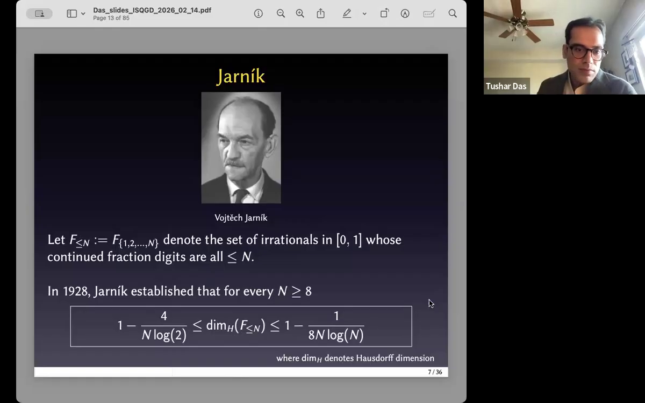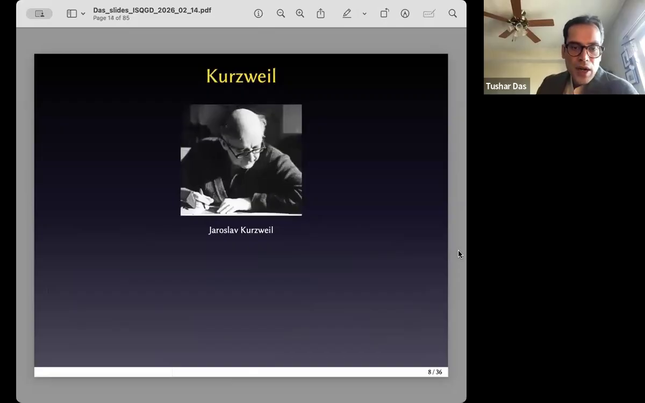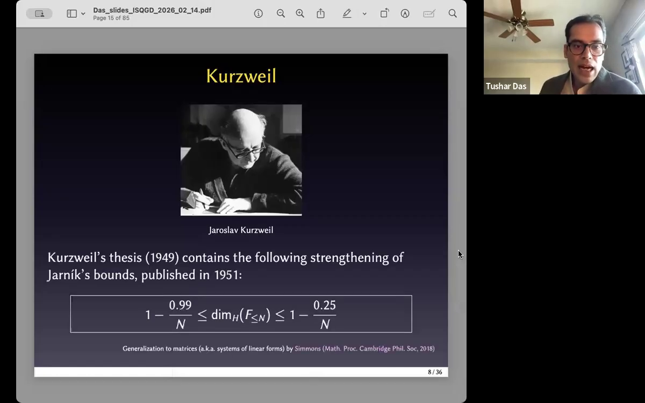And that was the state of the art until he had his student, Kurzweil, to whom he gave the following problem as a thesis problem. So Kurzweil's thesis, you might have heard of Kurzweil because of the Kurzweil-Henstock integral. He actually is an incredibly prolific mathematician, and his work has several applications to various areas of mathematics. But anyway, Jarnik gave this excellent student, Kurzweil, then in 1949, the task of trying to improve his bounds.